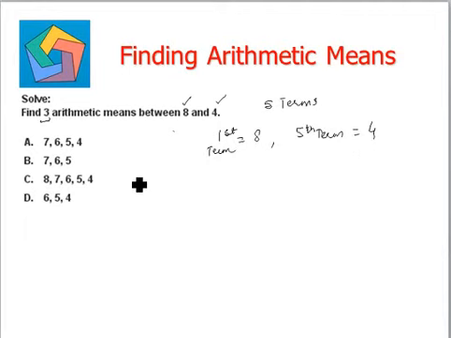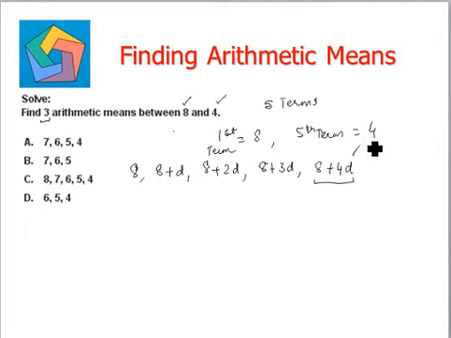Let D be the common difference. So the first term is 8, the next would be 8 plus D, third would be 8 plus 2D, fourth would be 8 plus 3D, while the fifth term would be 8 plus 4D. Now this is the fifth term, this is equal to 4. We'll equate this 8 plus 4D equals 4 to find out the value of D.